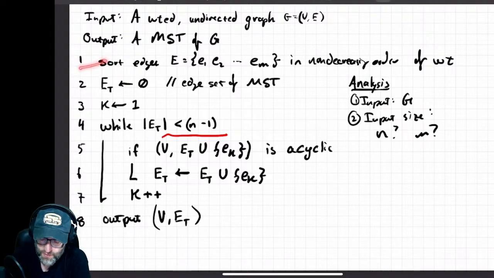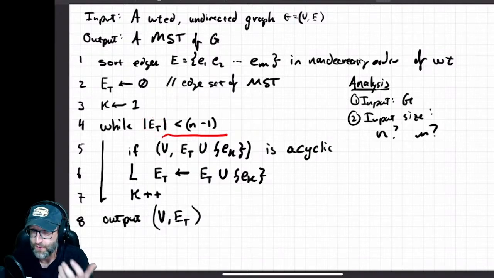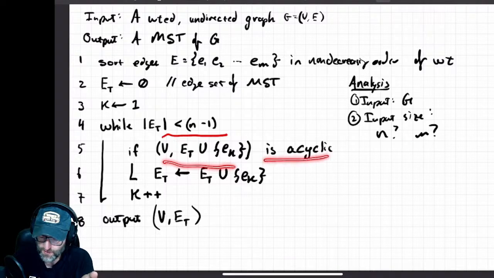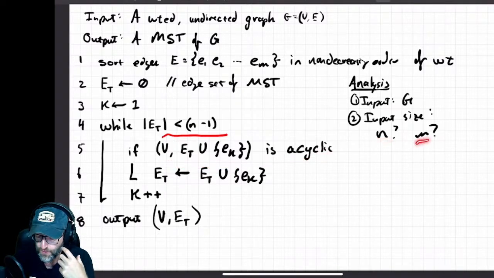One thing that we're doing is sorting, but we're not sorting vertices, we're sorting edges. So that sounds kind of expensive. This is just done once. This while loop here is iterating over potentially all of the edges, right? Like I said, you could get unlucky and the very last edge that you add is the one that you need, right? So in the worst case, you could end up going through all of the edges.